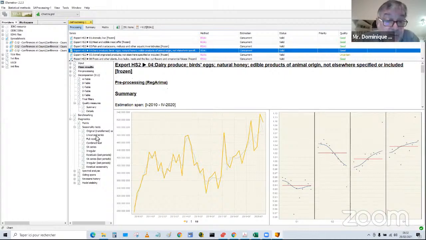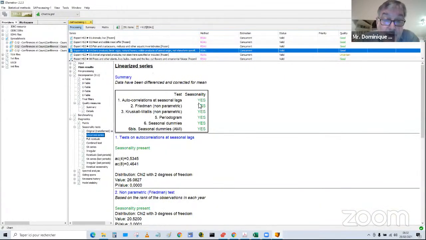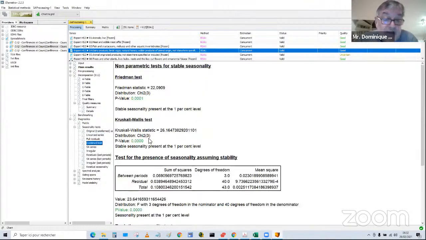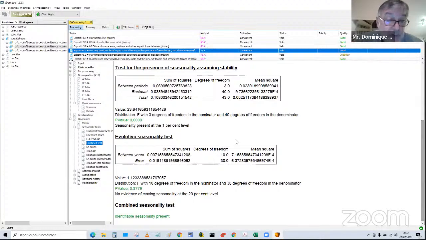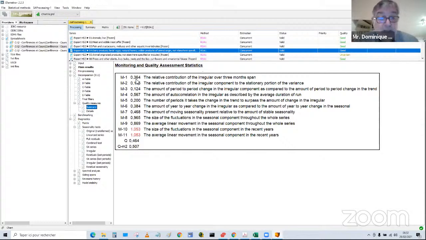I will check for the seasonal component. Yes, I have a seasonal component. They agree on that. It was not very clear on the graph, but they agree. The combined test is saying the same, definitely. Yeah, sure. And if I have a look to the quality measures, as expected, everything is pretty correct except the two last. And the two last are pretty good. They are very close to 1, okay?